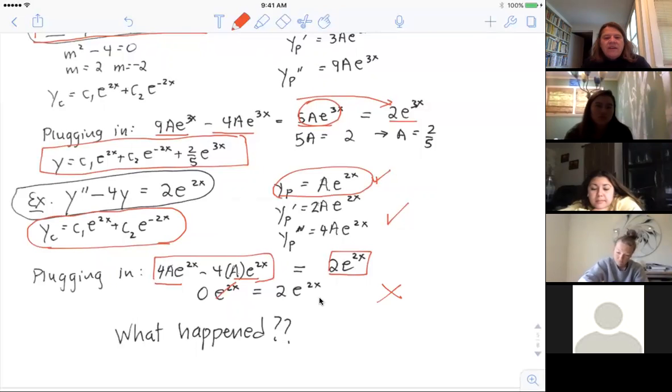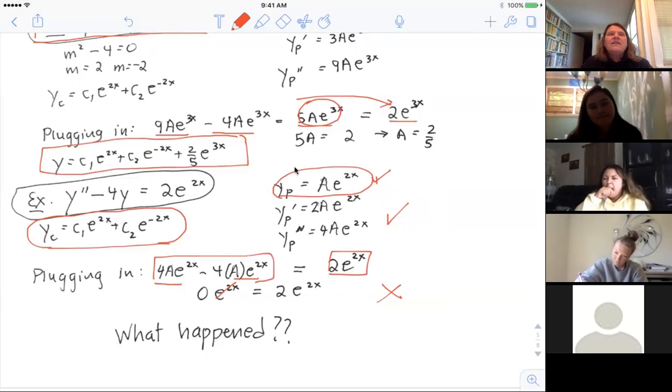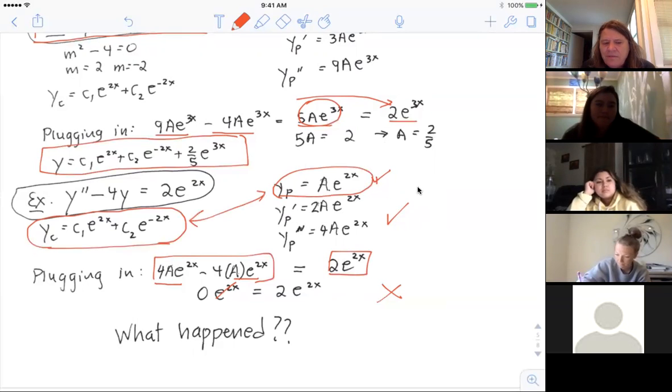Do you see anything that might have caused some zeros to happen when you plugged it into the left-hand side that didn't happen up here when it was e to the 3x? You see anything connected to the YC and the initial guess? Anybody? You see anything connected here? Anything similar that wasn't similar in the one before when I had e to the 3x there? See anything similar?